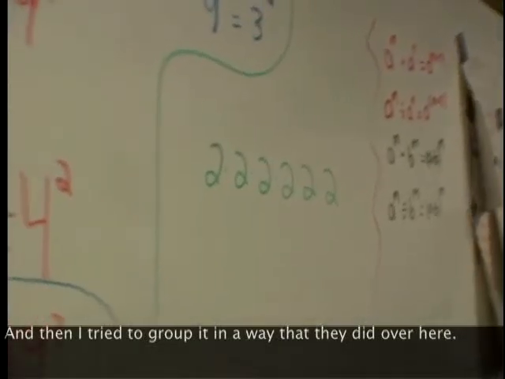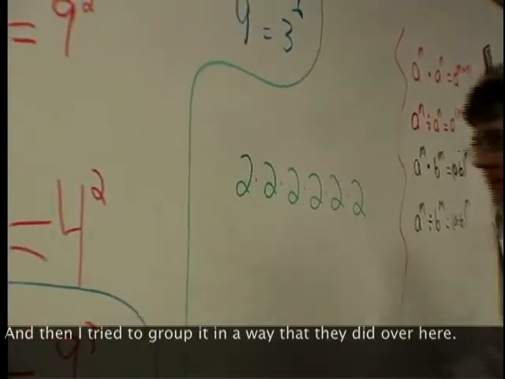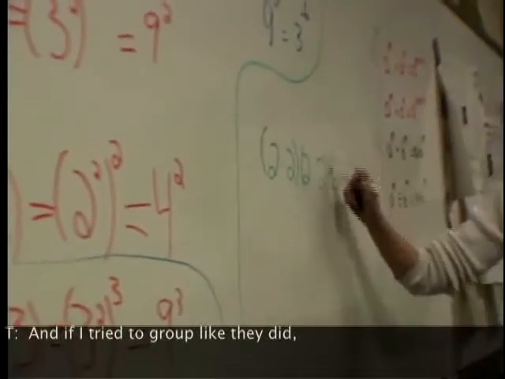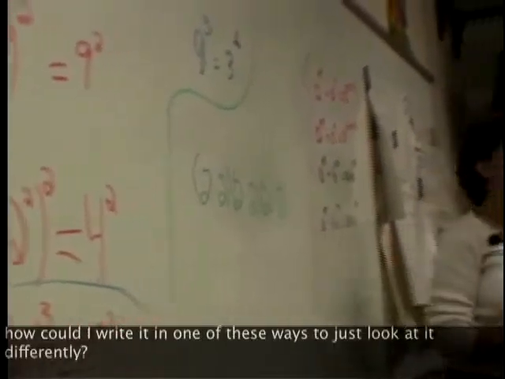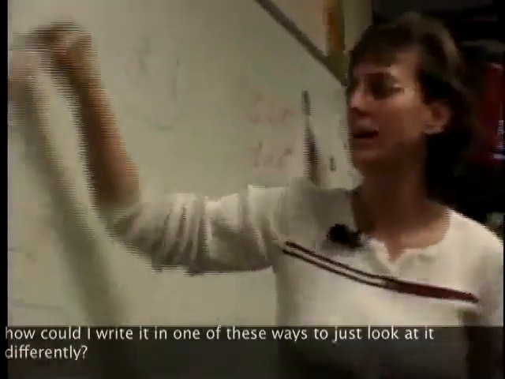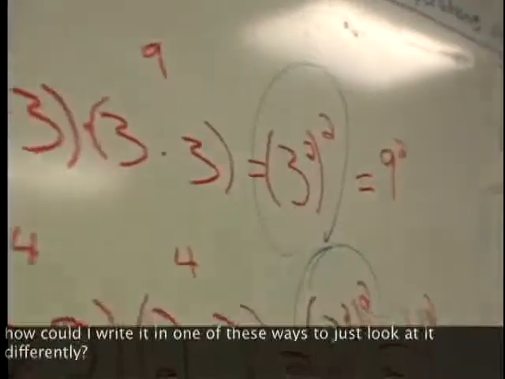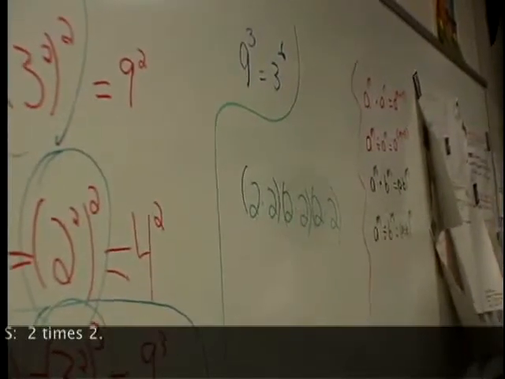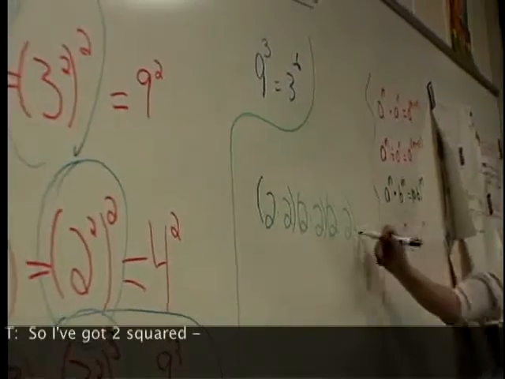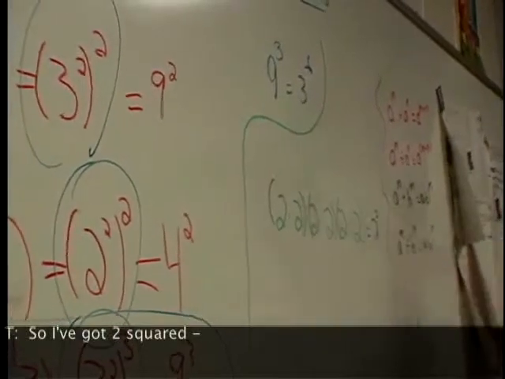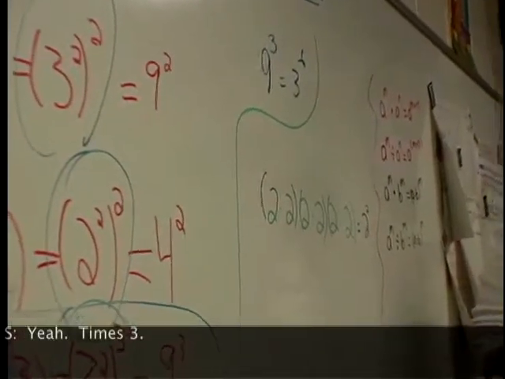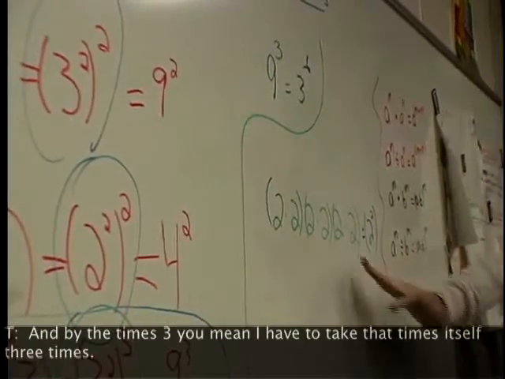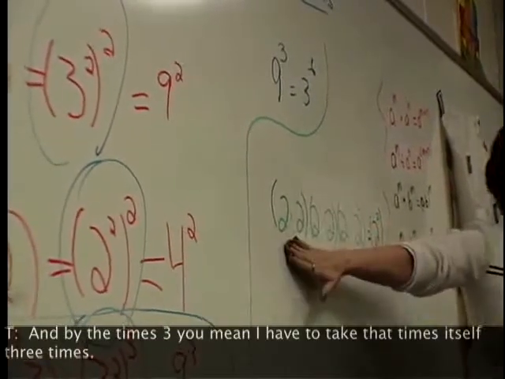And then I tried to group it in a way that they did over here. And if I tried to group like they did, how could I write it in one of these ways to just look at it differently? Where's the 4 coming from? 2 times 2. So I've got 2 squared. And by the times 3, you mean I have to take that times itself 3 times?